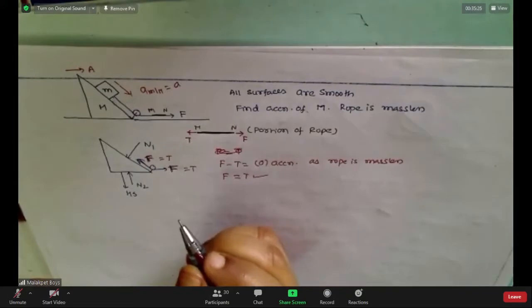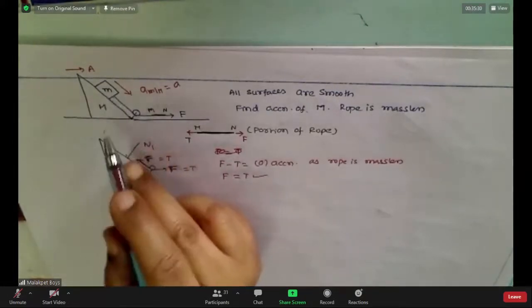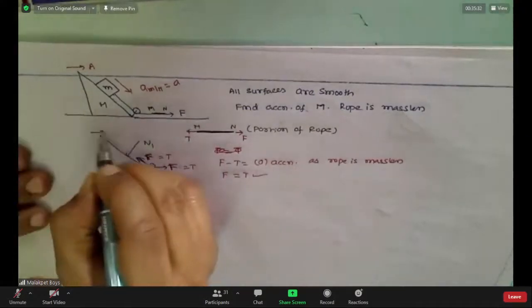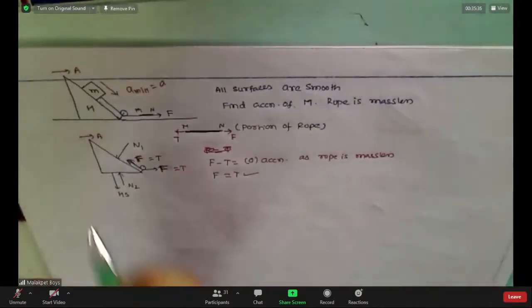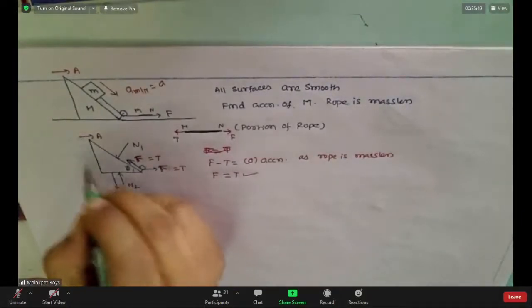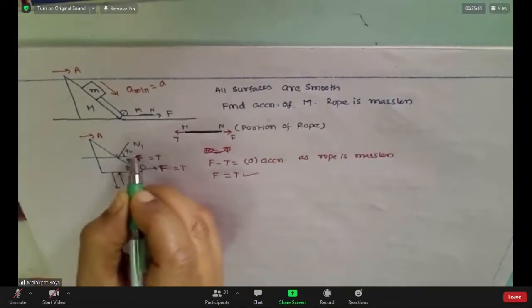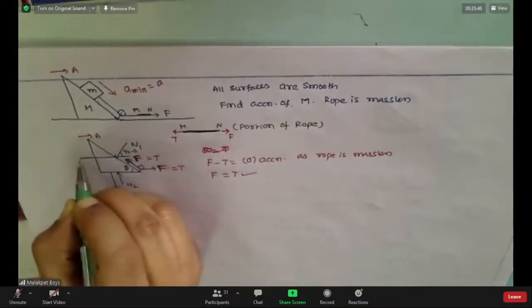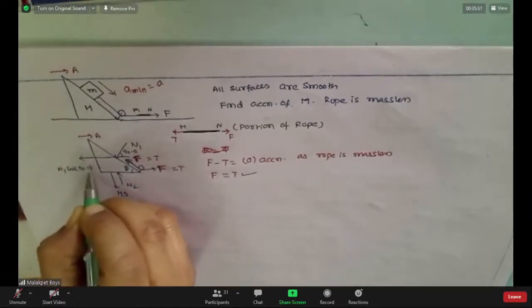Anything else? Any other forces? That's all, no? Contact force, this one, right. Now this is A. Horizontally we need, no? So this is theta, follow carefully. This is theta, this is 90 minus theta, no? So in this direction, what do you have? N1 cos(90 minus theta).